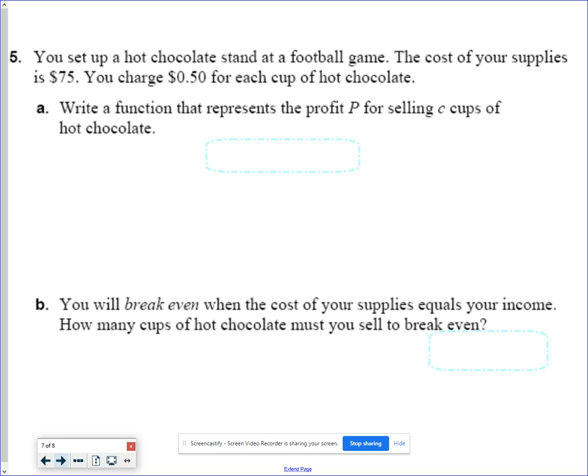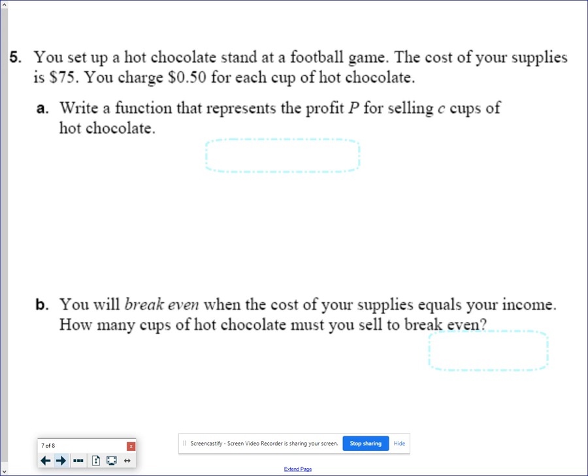Okay, here are the last couple of problems. You set up a hot chocolate stand at a football game. The cost of your supplies is $75 and you charge 50 cents for each cup of hot chocolate. Write a function that represents the profit for selling a certain number of cups of hot chocolate. Again, the profit is the dependent variable. The amount of money that you make depends on how many cups of hot chocolate you sell.